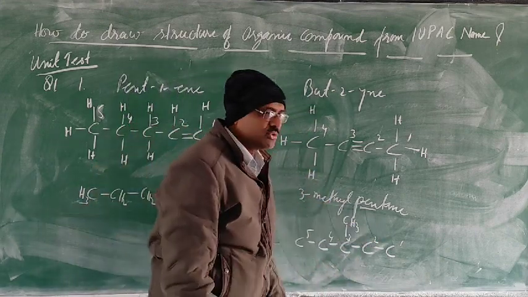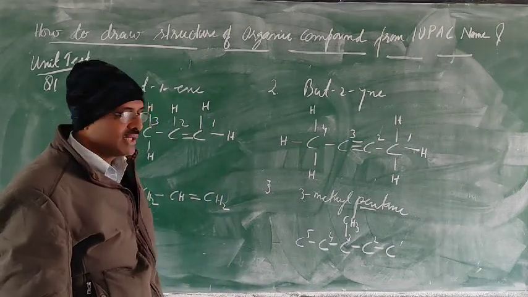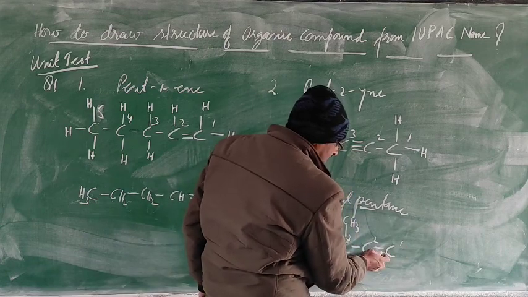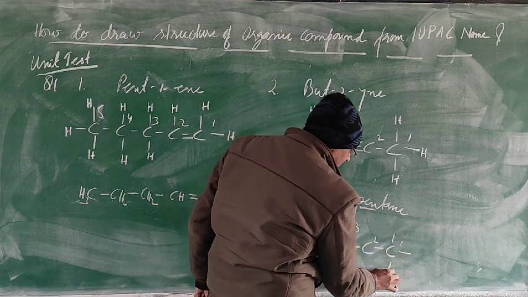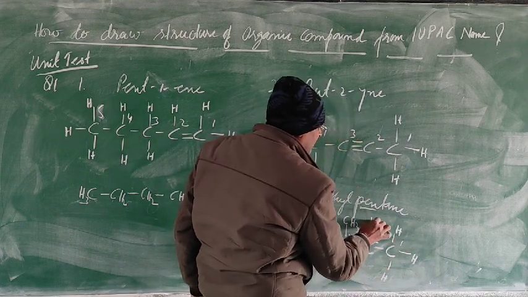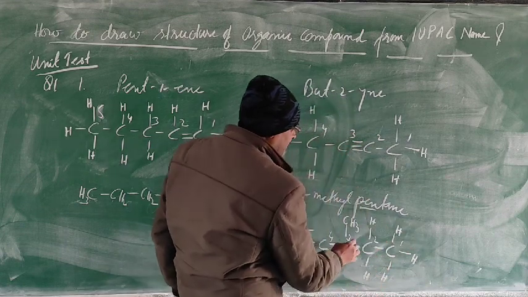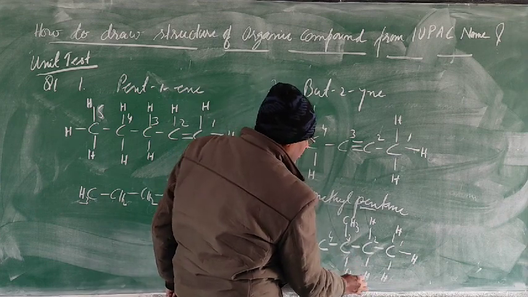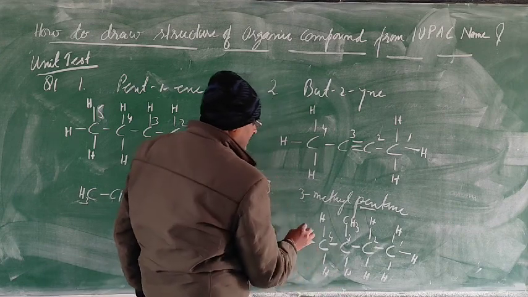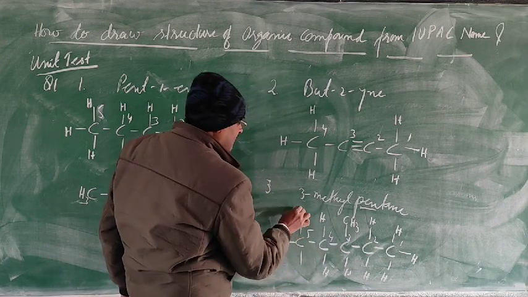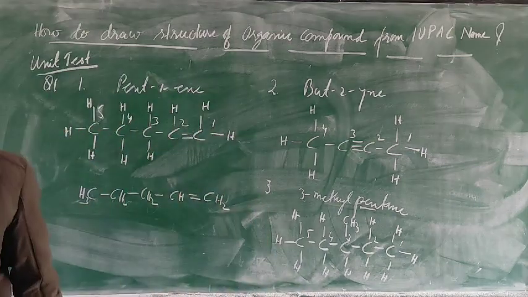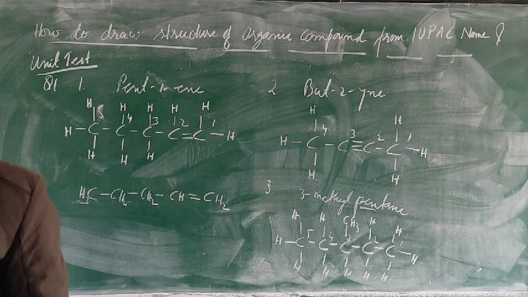And "ane" is given, it means only carbon single bonds are there. Now the rest of the valencies you can fill up with hydrogen atoms. So carbon 1 valence is filled here, 3 are left. Here 2 are occupied, 2 are left. Here 3 occupied, only 1 is left. Here 2 occupied, 2 are left. Here 1 occupied, 3 are left. Now next one is the fourth one.